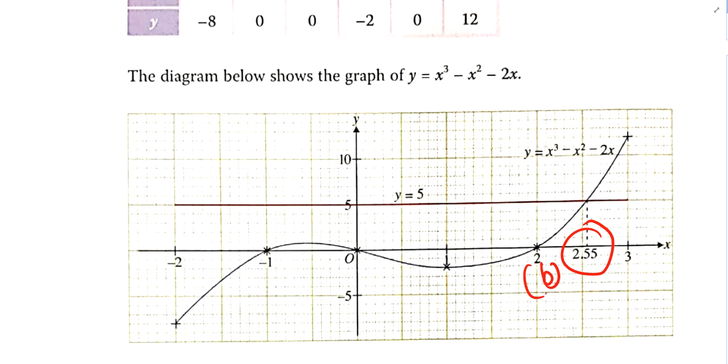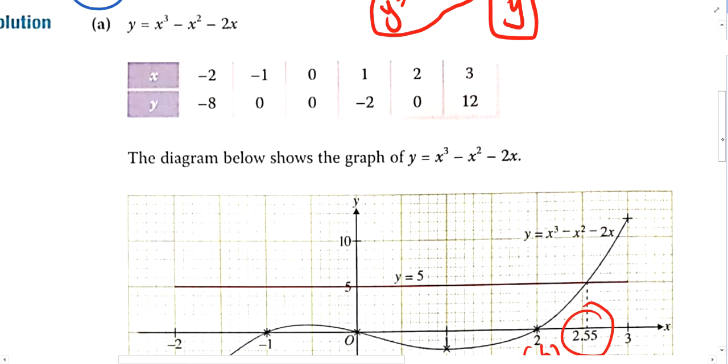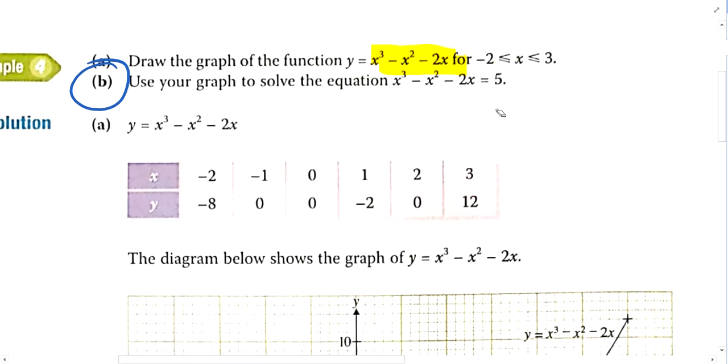Is there a corresponding y value? Yes, there is. But are we interested in it? We're not interested in it. Part B only says solve the equation x cubed minus x squared minus 2x equals to 5. There is only one unknown, which is x. We are not interested in y at all.